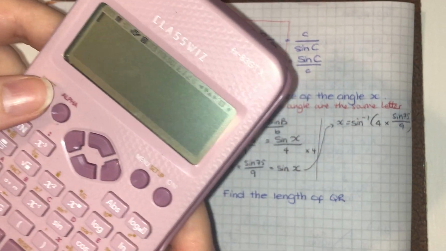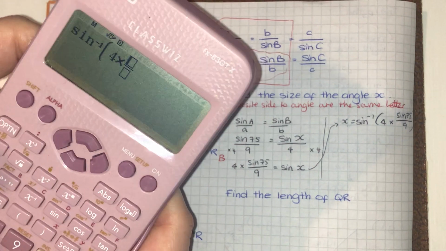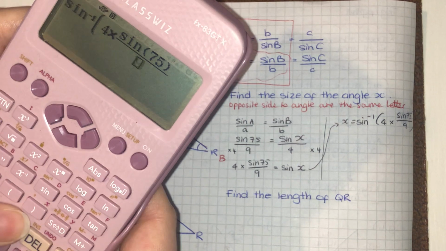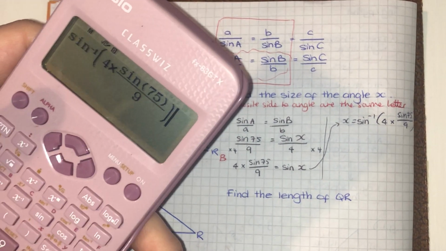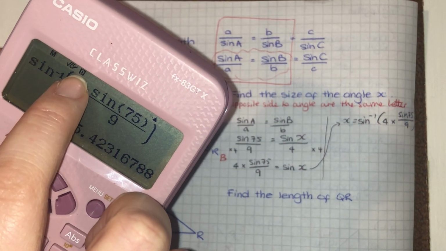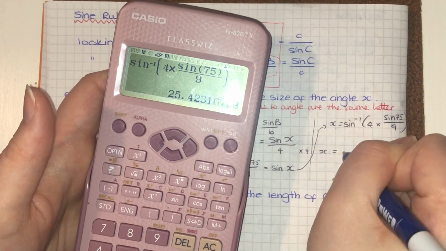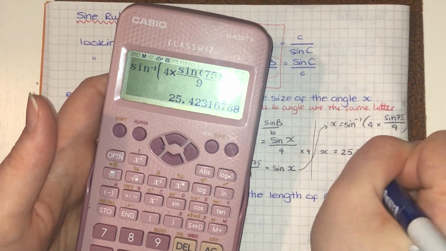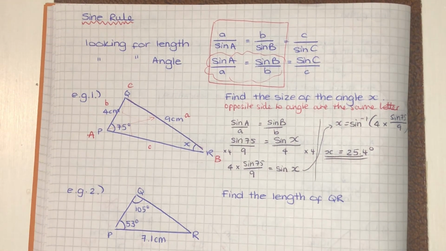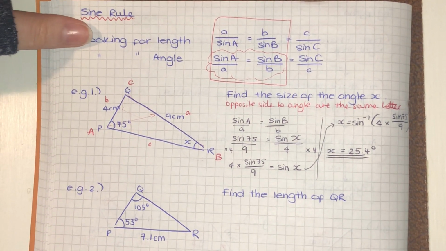So shift and then sine to get the sine to the -1. 4 times sine of 75 divided by 9. Make sure you close the bracket and equals. One thing I will add, make sure that you've got the degree sign at the top. If you haven't, you're going to get all the wrong answers. So x is 25.4 degrees. And that's the final answer for that question. So it's not too difficult. It's just making sure you can label and then put it into the formula.